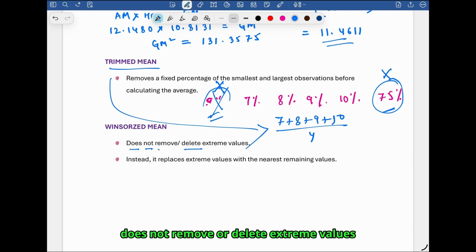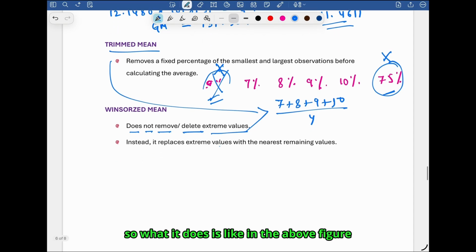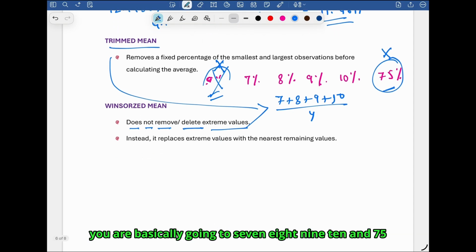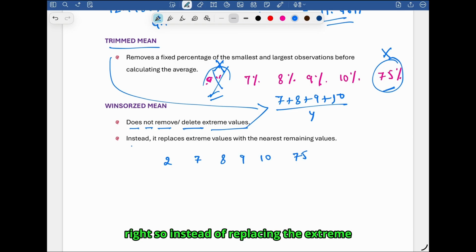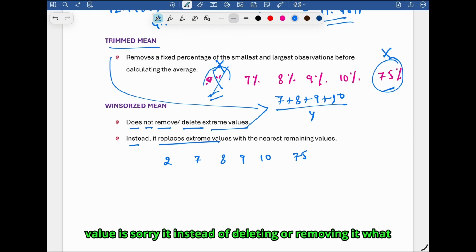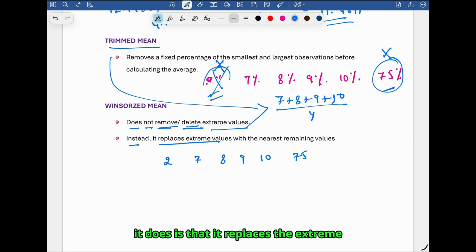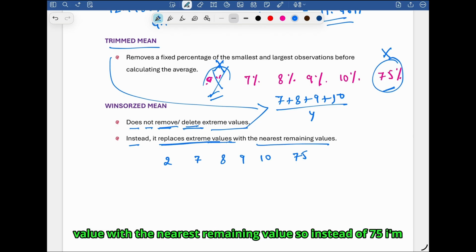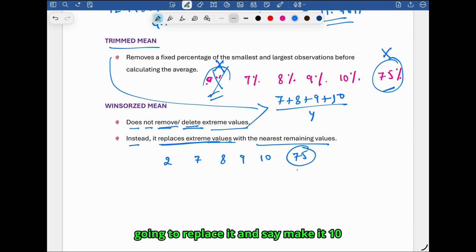Winsorization does not remove or delete extreme values. So what it does, like in the above figure where you have 7, 8, 9, 10, and 75, is that instead of deleting or removing the extreme value, it replaces the extreme value with the nearest remaining value. So instead of 75, I'm going to replace it and make it 10.